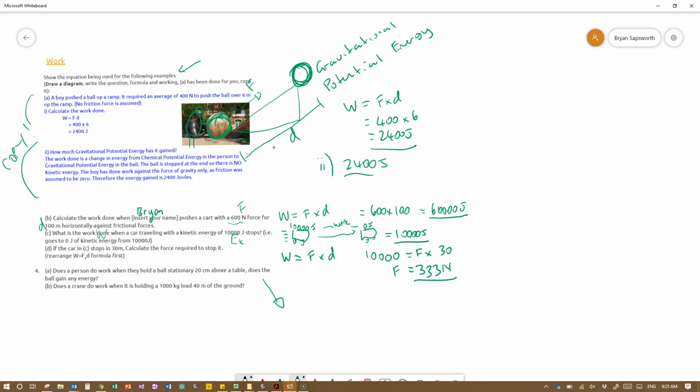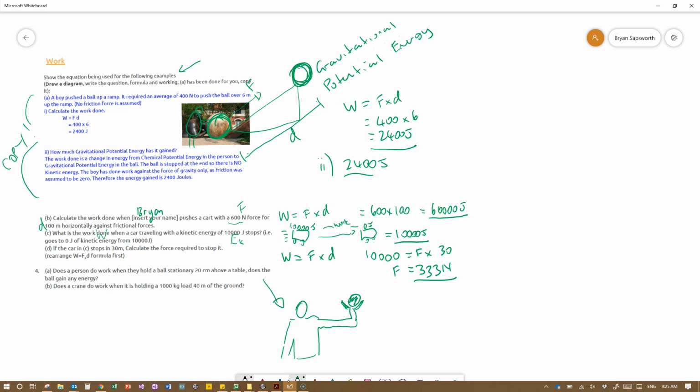4A, does a person do work when they hold a ball stationary 20 centimeters above a table? Does the ball gain any energy? So here's the person's arm, there's their fingers, and there's the ball they're holding up. It's a pretty strong guy. Does this person do any work?